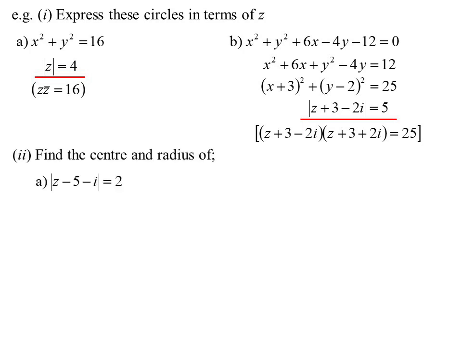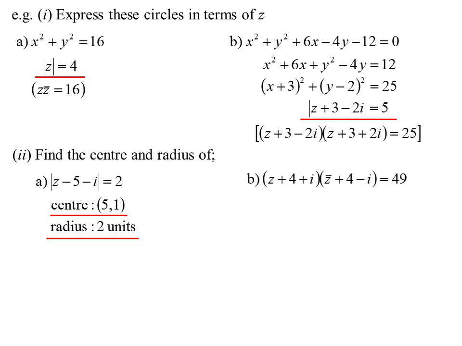All right, let's go the other way. Find the centre and the radius of the modulus of z minus 5 minus i is equal to 2. So the centre is 5, 1, because it would be the complex number 5 plus i, and the radius is 2. There's one in conjugate notation. The centre, you always look at the z, not the z conjugate, to work out the centre. So z minus the centre, so the centre must have been negative 4, negative 1, and the radius in this case would be 7, because in this one it's radius squared, so radius is 7.